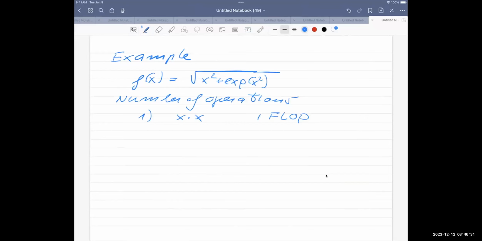Then the next step, if we now do this in a very brute force way without thinking, we have an addition of x squared plus the exponential here. So that is one more flop, one floating point operation. And now I'm doing this in a very stupid way. If I look at my exponential here, I have x squared, so I'm recalculating x squared. This is, as I said, a very brute force way.